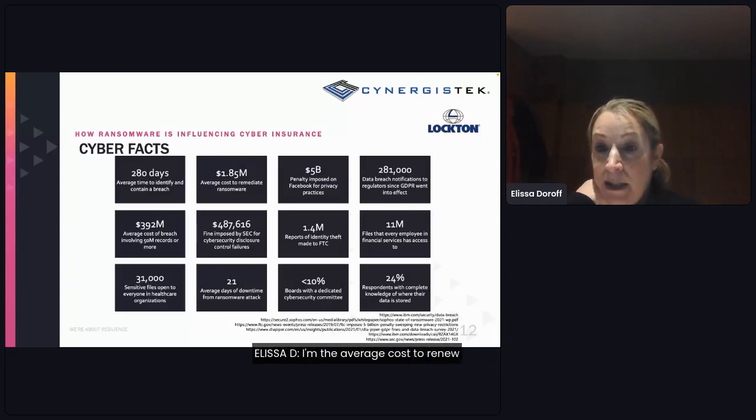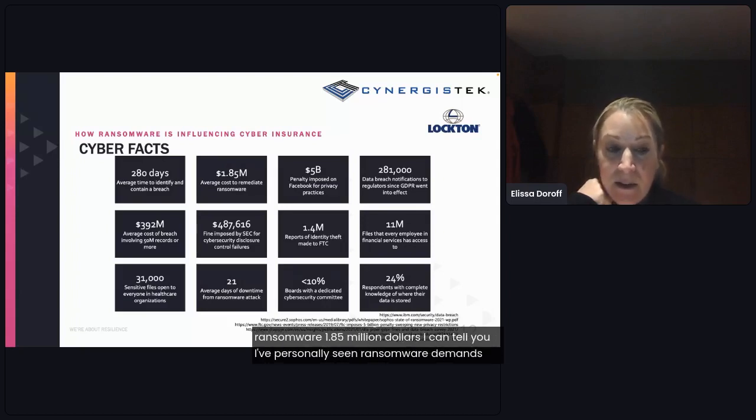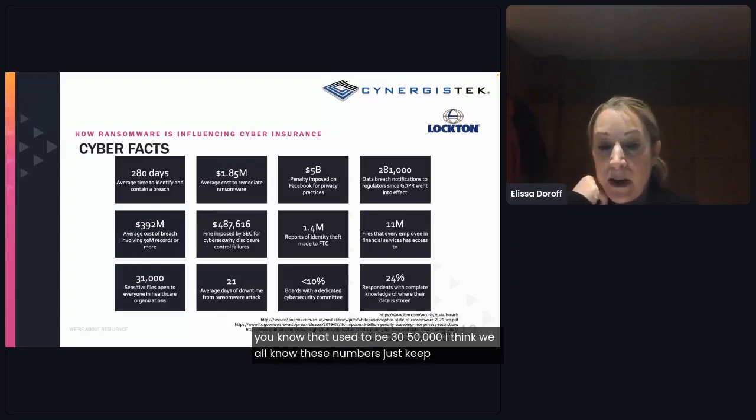The average cost to remediate ransomware, $1.85 million. I can tell you I've personally seen ransomware demands that used to be 30, 50,000. I think we all know these numbers just keep going up.